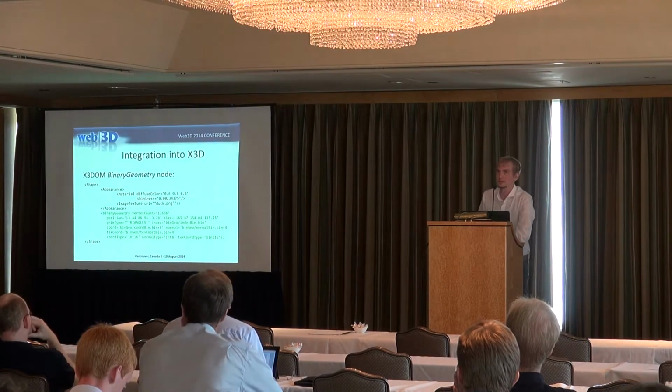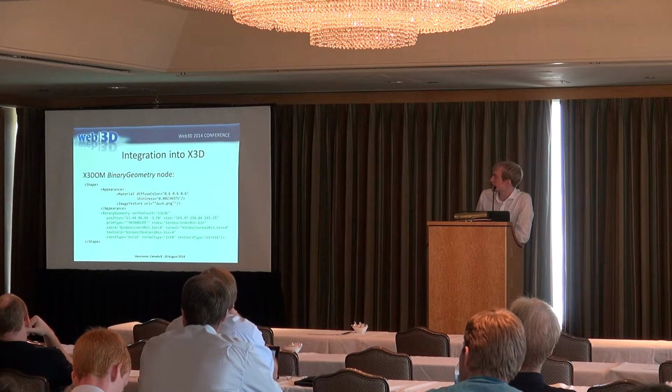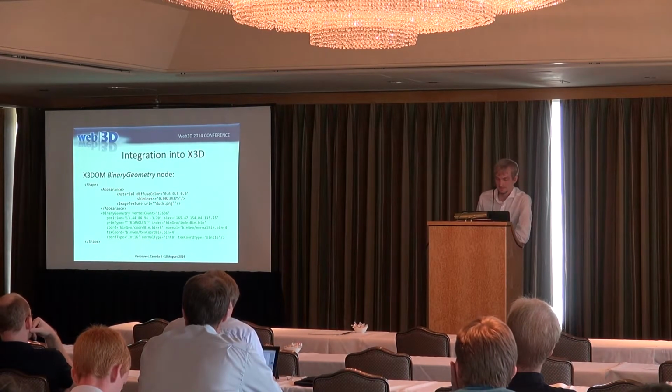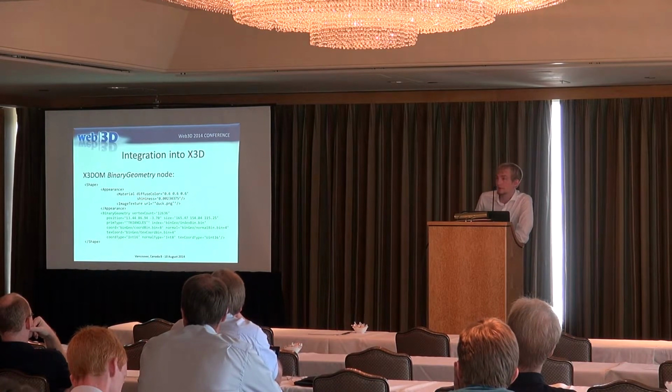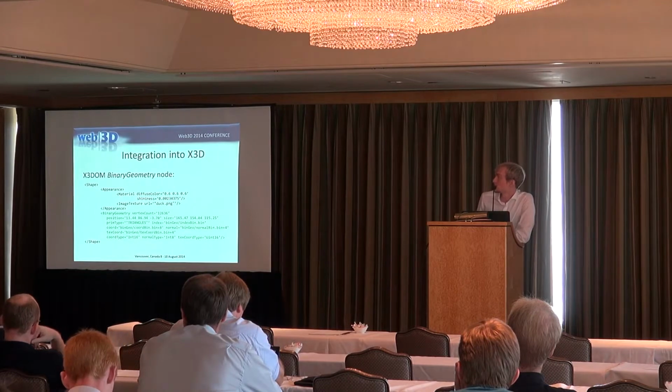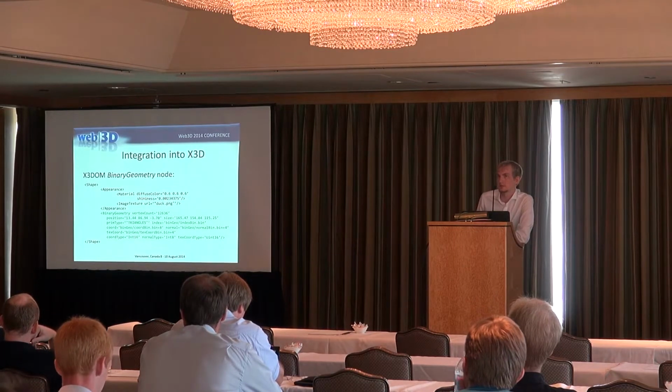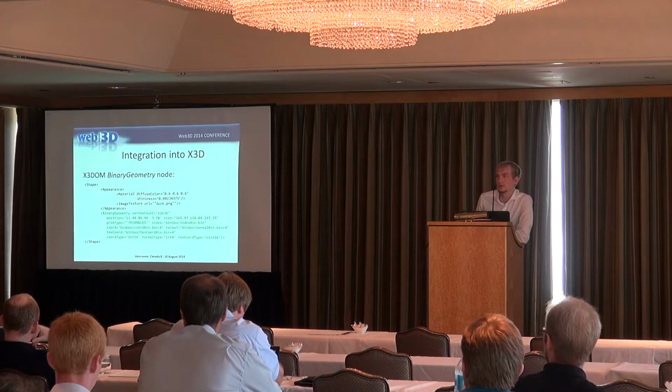So how do we integrate this into X3D? In X3D we have the binary geometry node, and here you can see an example. The binary geometry node is used in the geometry slot of the shape node, as you might know. And what you can see here is that it comes along with a lot of attributes that were added to X3D as field values.